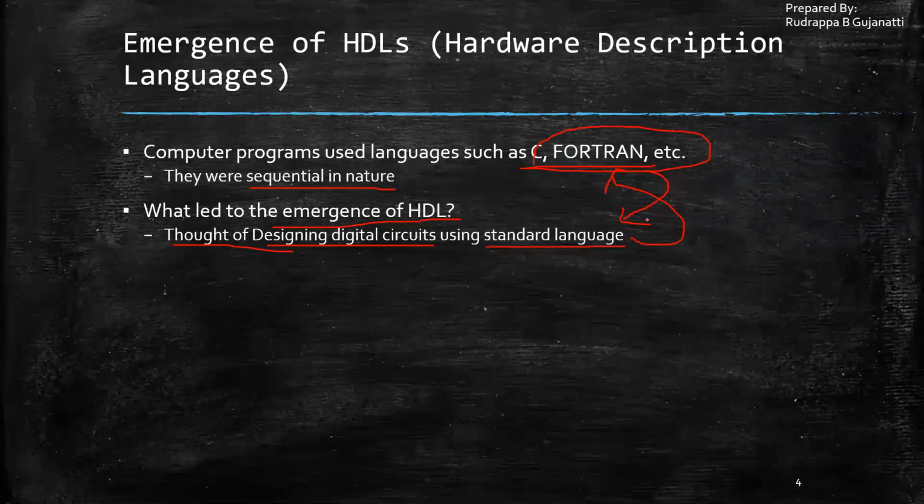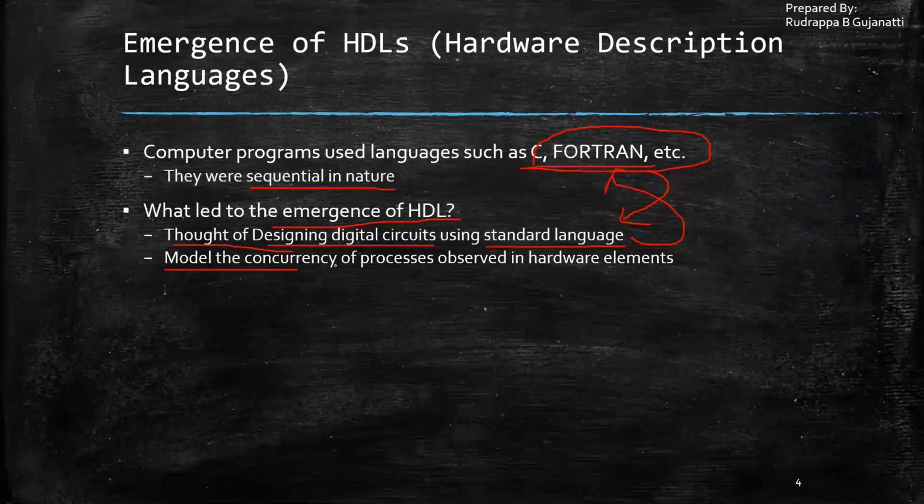Another feature which comes up is, can we model the concurrency which we observe in the hardware? This we had spoken about previously. Say, for example, I have an AND gate and there is an input over here, and I have a XOR gate.